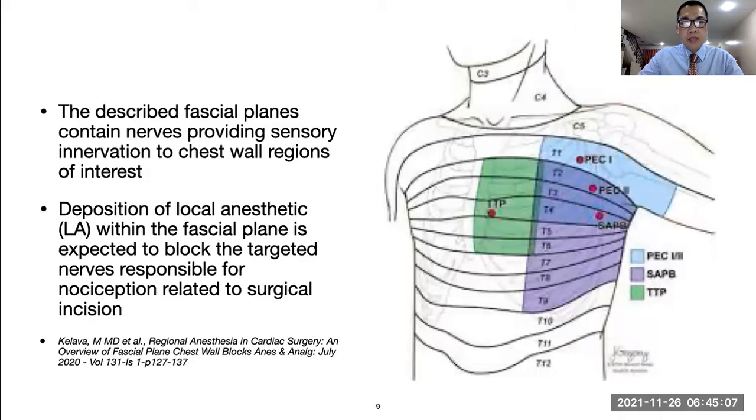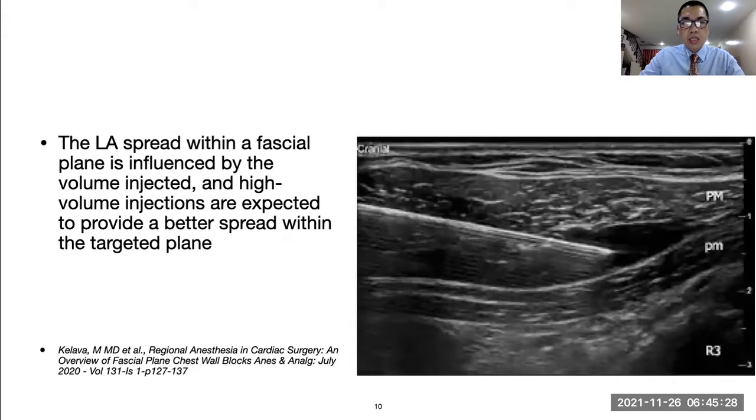The described fascial planes contain nerves providing sensory innervation to the chest wall regions of interest, and deposition of local anesthetic within the fascial plane is expected to block the targeted nerves responsible for nociception related to surgical incision. The local anesthetic spread within the fascial plane is influenced by the volume injected, and high volume injections are expected to provide a better spread within the targeted plane.